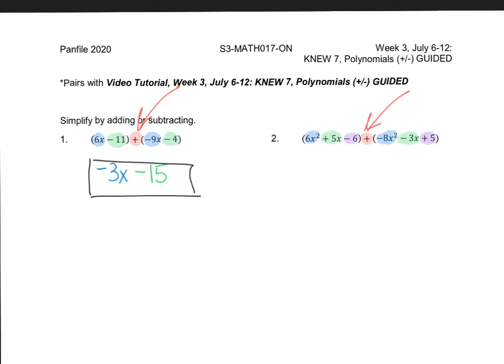All right, so now 6x squared minus 8x squared, or I owe you 8x, but I pay you back 6, or I have 6x, but now I have to give you 8x. Okay, if I have $6, but I have to give you $8, I can't give you $8 because I don't have $8, I only have $6. So now I basically owe you $2, or I owe you 2x squared. So it's negative.